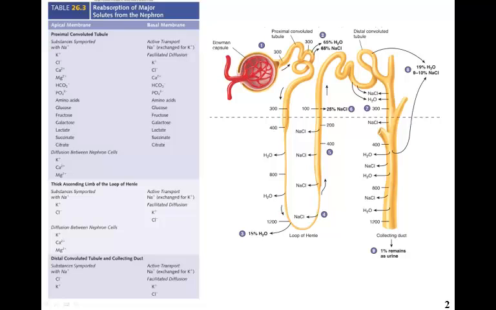And many things are reabsorbed with some degree of regulation, meaning that the body can reabsorb more or less depending on the circumstances. There are two whose reabsorption is most tightly regulated, and that is sodium and water. So the reabsorption of sodium and water from the nephron back into the blood is quite precisely regulated.